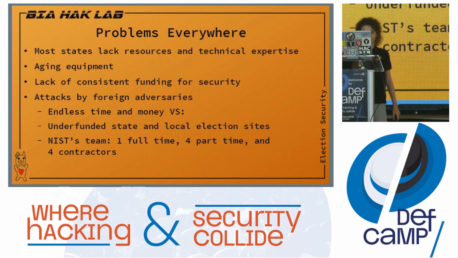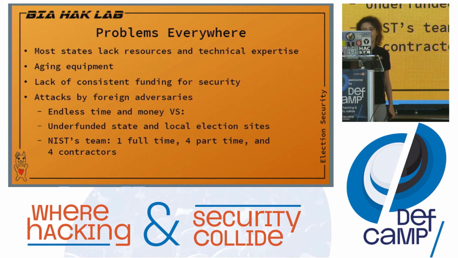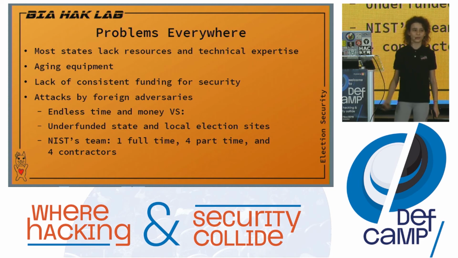Attacks by foreign adversaries with endless time and money versus the underfunded state and local election websites where Steve and Frank have to secure them along with all the other sites and help Bob print out his emails. Who do you think will win in that situation? Then NIST's election security research team consists of 1 full-time, 4 part-time, and 4 contractors. There are more people working at a single McDonald's than there are working on election security. Like, really?